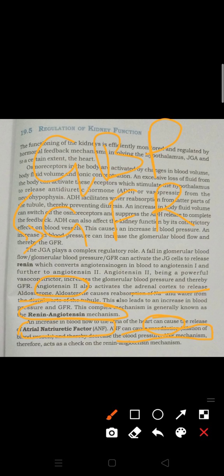Therefore, it checks the renin angiotensin mechanism. To keep the renin angiotensin mechanism in balance, beta, this atrial natriuretic factor is very important. If blood flow or glomerular filtration rate increases rapidly, then what will happen? Our body organs will not get time to relax. So these processes have to be suppressed in a moderate way also. That is why the atrial natriuretic factor is very important.